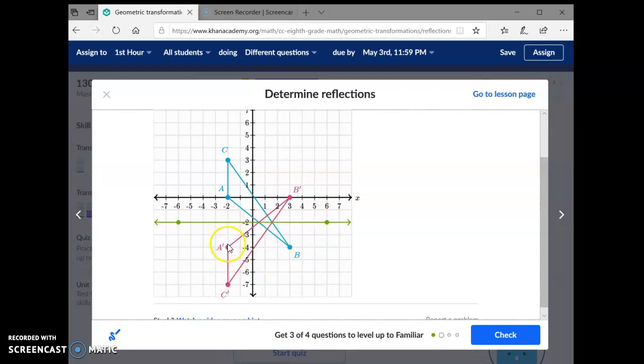So we can see that point A is 2 spaces away from the line of reflection, as well as, oh, this was A prime. So A prime is 2 points away, and then A is 2 points away as well. So 2 little boxes on each side. So that is our line of reflection.